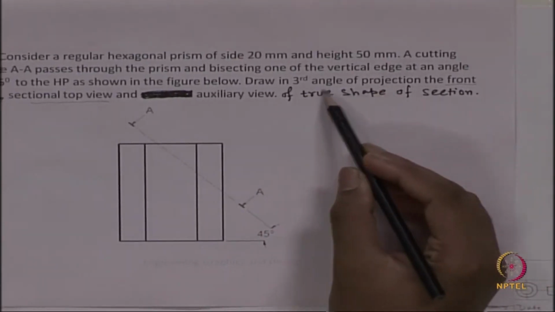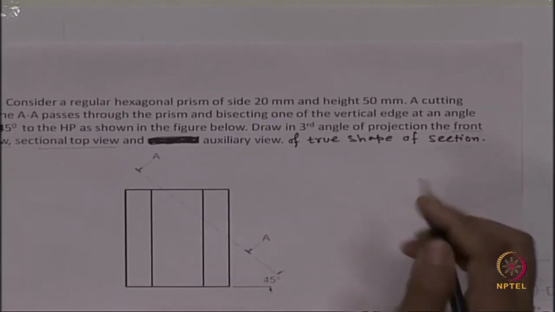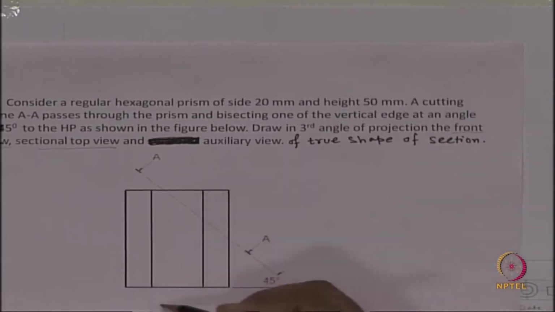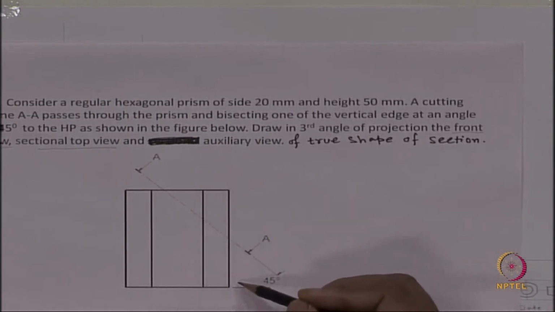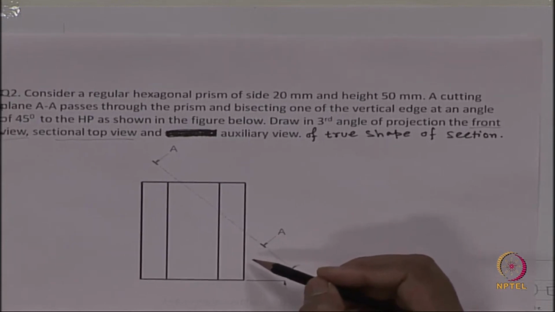So we have to draw in third angle of projection. We have already prepared our sheet using the third angle projection sign, and the unit is millimeter. And if you just look at this, already it has been given. What is given here? The front view of a regular hexagonal prism.